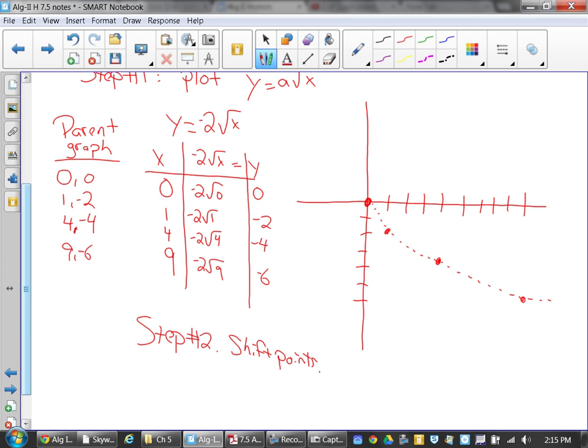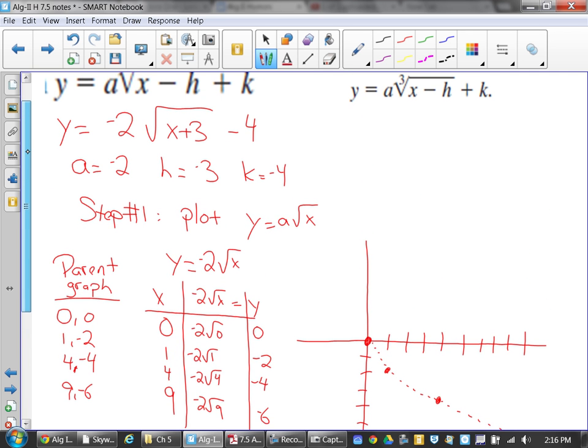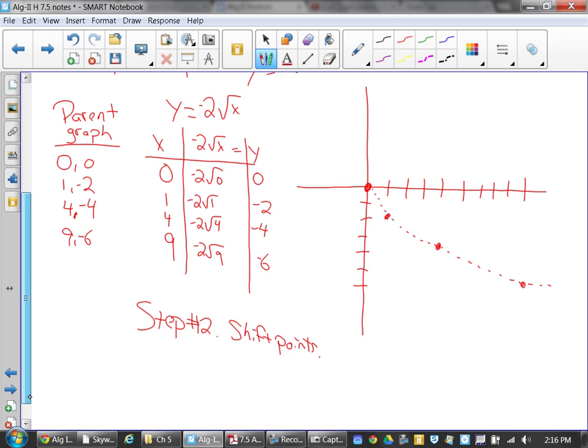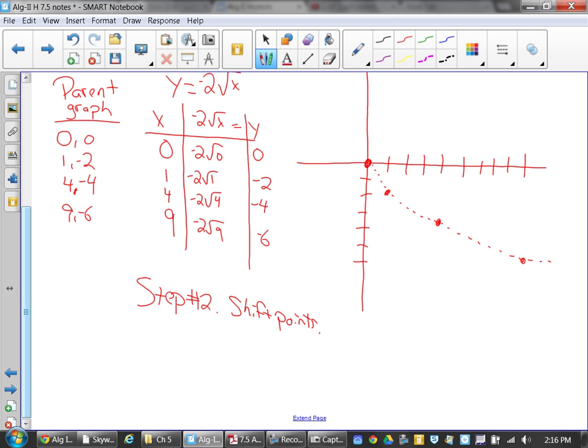When we go back to the original problem, what was our shift? What was our h and k? Negative 3 and negative 4. So that means the x value, what am I doing to it? Am I adding or am I subtracting 3? What am I doing with the y value? Okay, so now my shifted ordered pairs would be x minus 3 and y minus 4, because that was my h and the k.